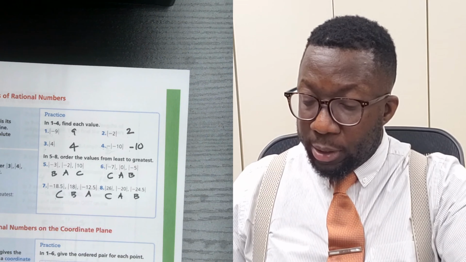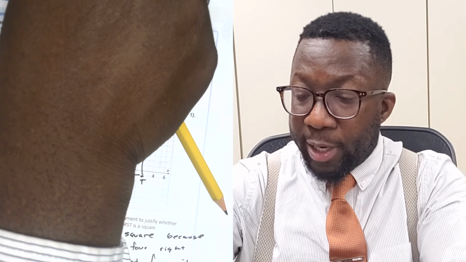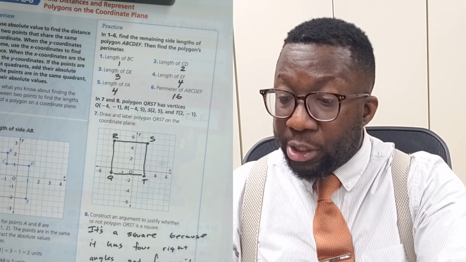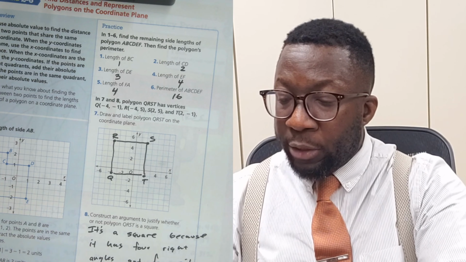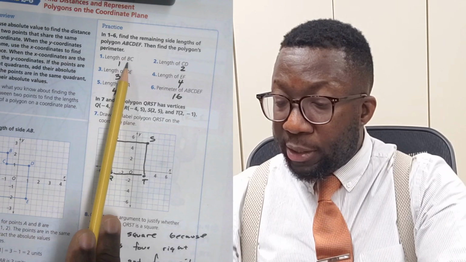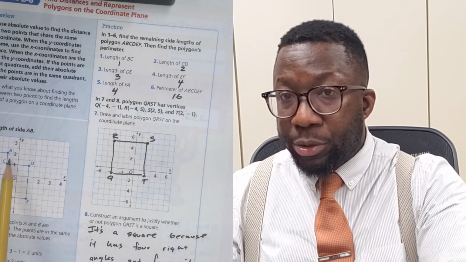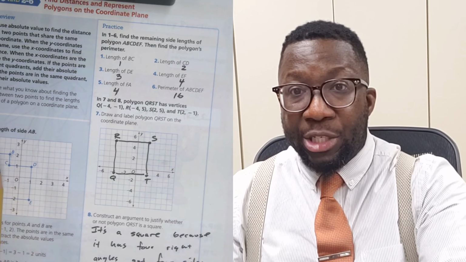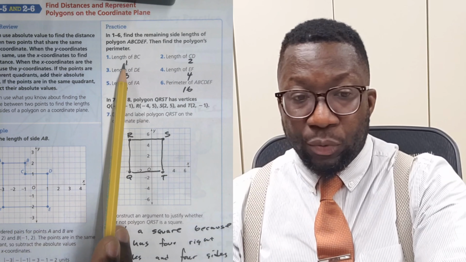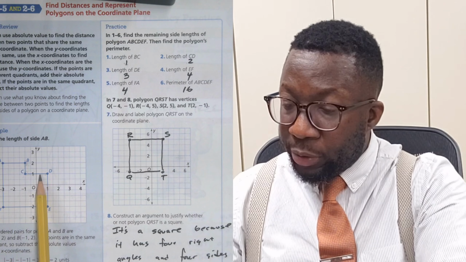And then for our 2.5 and 2.6 review, finding distance and representing polygons on the coordinate plane, we're going to be just looking at this polygon, and we're being asked, what is the length of each of these sides? And so the length of BC, we'll see that there are 2 units here, but remembering that each of these units is equal to a half, that's why this is equal to the distance of 1 unit.